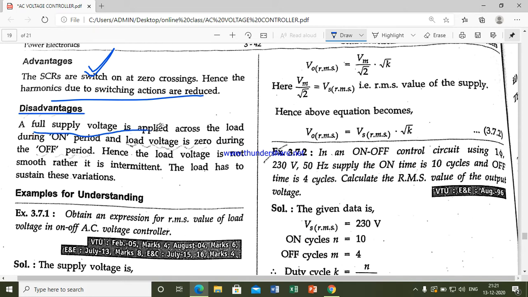And the disadvantage is what? Full supply voltage is applied across the load during the on period, and load voltage is 0 during the off period. Hence load voltage is not smooth, rather it is intermittent, because you are making it fully on during the on period and off during the off period. So it is not a smooth waveform here. Load has to sustain these variations. Sometimes you may get a maximum voltage, sometimes the load may get 0 voltage like this. You can have some voltage fluctuations like this. So this load has to maintain these voltage fluctuations.